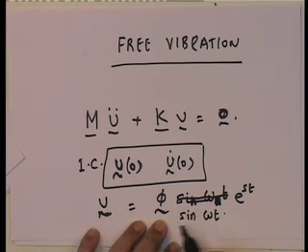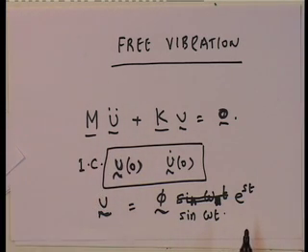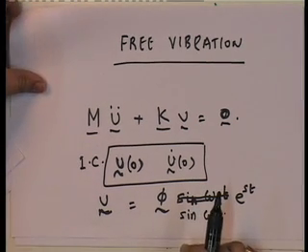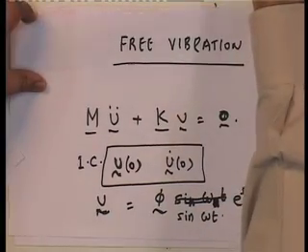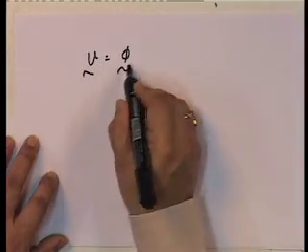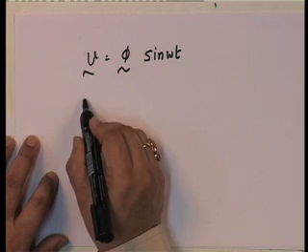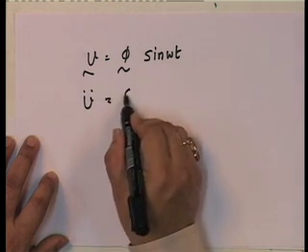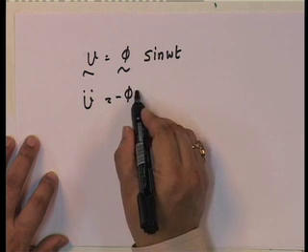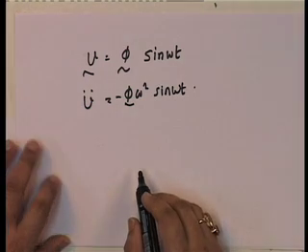where phi is the amplitudes of displacements at every point, and this is given in this form. So, if I substitute this into the equation, I get the following. I get V is equal to the displacement. So, V double dot is equal to minus phi omega squared sin omega t.